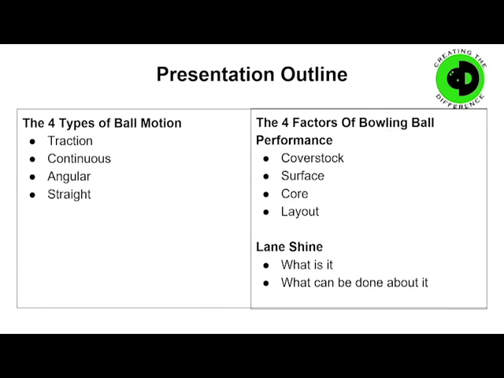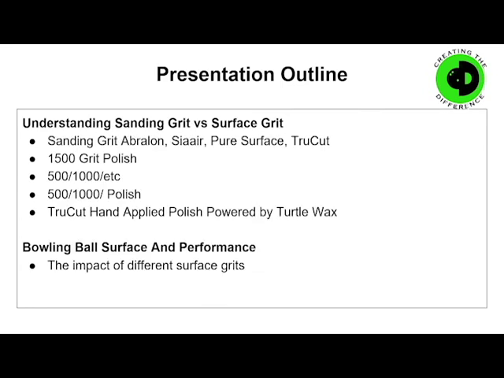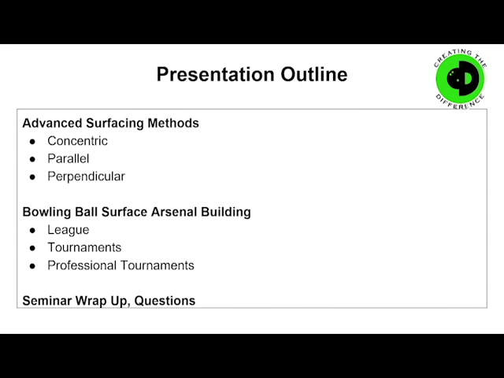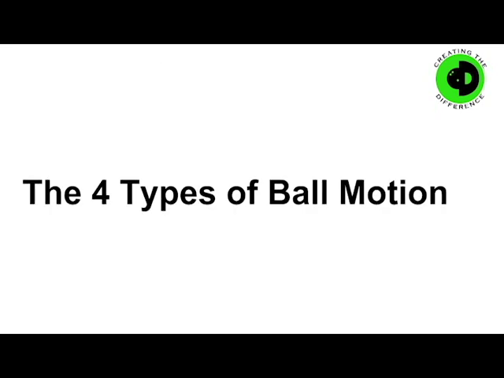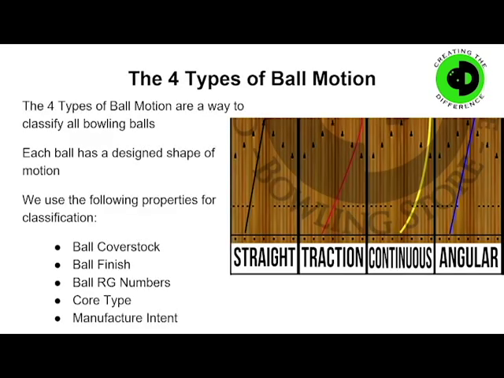We're going to start by talking about the four types of ball motion, the four factors of bowling ball performance, lane shine, understanding sanding grit and surface grit, bowling ball surface and performance, advanced surfacing methods, arsenal building, and then wrap up. We'll start with the four types of ball motion.